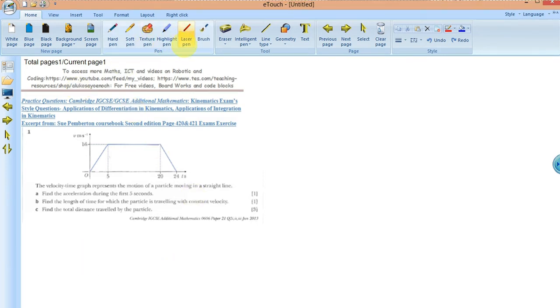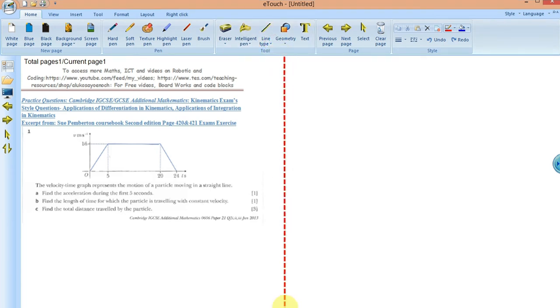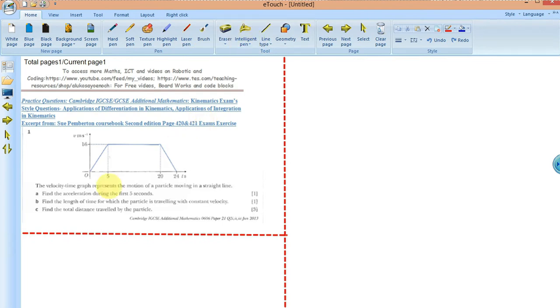Okay, let me just go ahead and demarcate my board so that I have enough space to complete all tasks, guys. So the first question I have here is: the velocity time graph represents the motion of a particle moving in a straight line. Question A: find the acceleration during the first 5 seconds. So guys, we have to find the acceleration during the first 5 seconds.